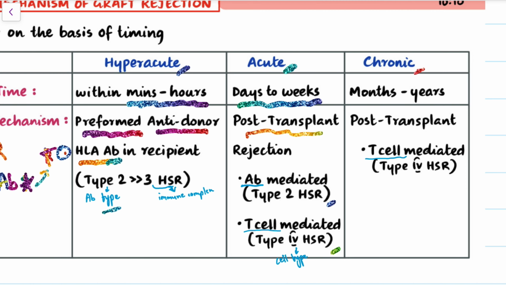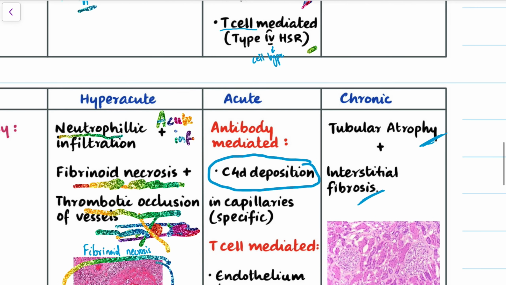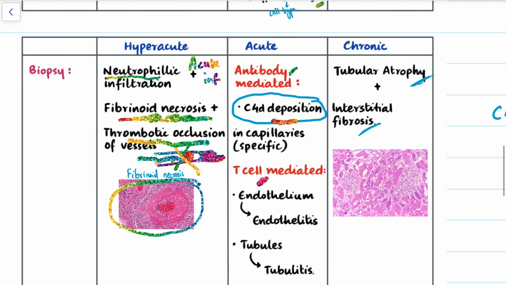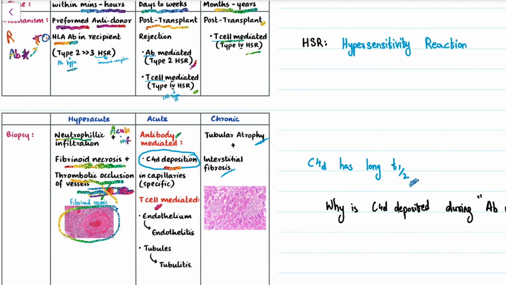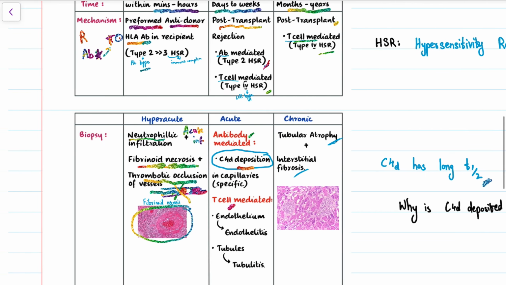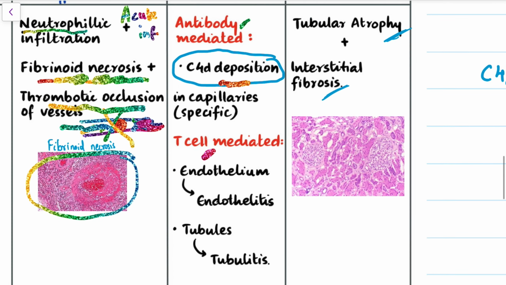Now the acute rejection has two types, right? One is antibody mediated, another one is T cell mediated. In antibody mediated, there is C4D deposition in the capillaries, which is specific. Okay, why is that so? Because C4D actually has a long half-life, whereas other complements like C3, C5, C6, C7 all have a shorter half-life, and therefore get broken down. So yeah, and then the T cell mediated.